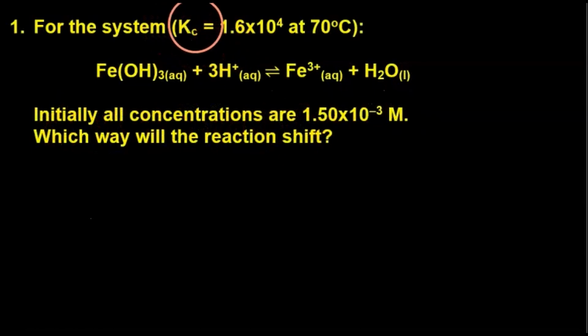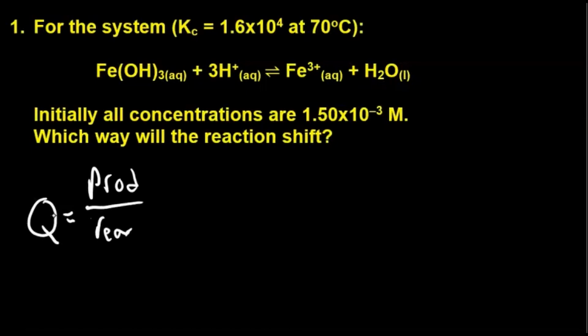This is our equilibrium constant, and we need to achieve this number. Right now, I don't know if we have this number. We need to calculate Q, and Q is where the system sits right now, and it tells us if there are too many products or reactants initially. So Q, just like the equilibrium constant K, is products over reactants, and it's based on the initial conditions, or really the concentrations at any given time.